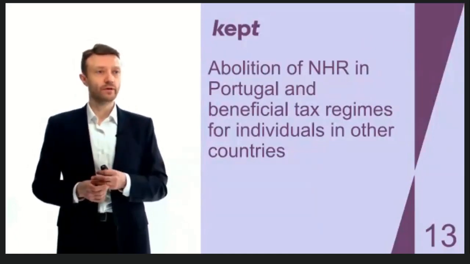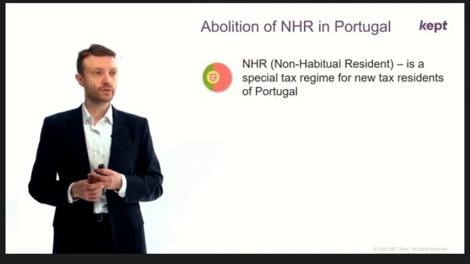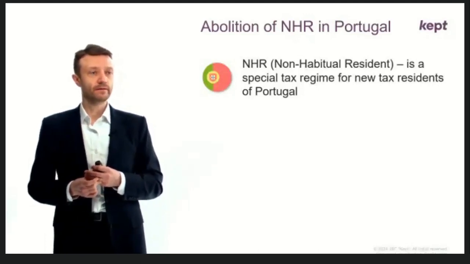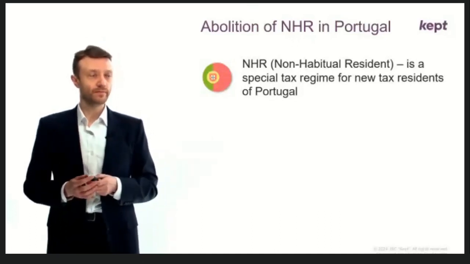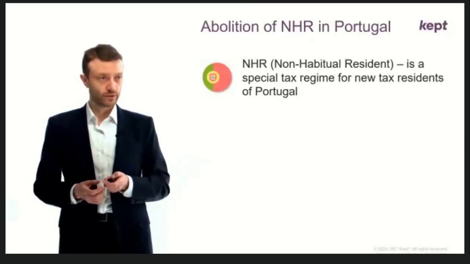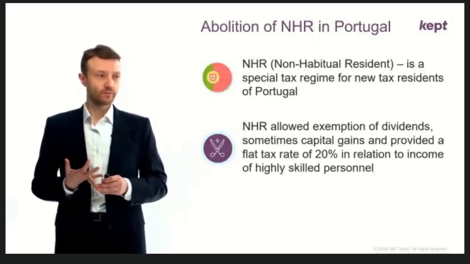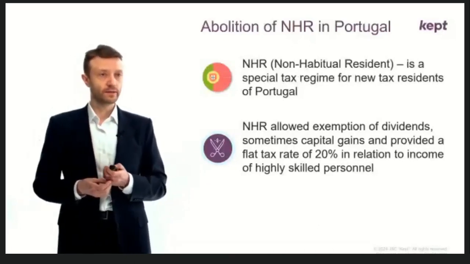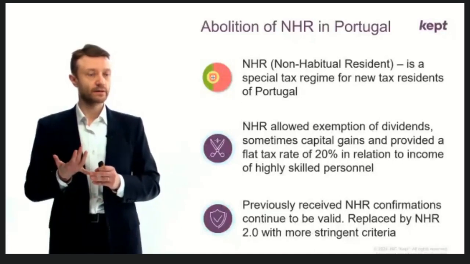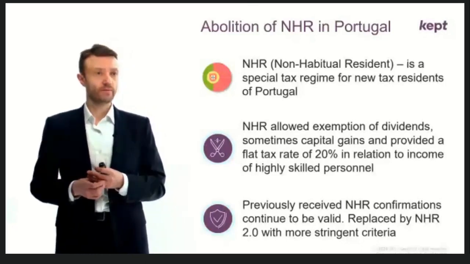Okay, to continue and finish the discussion around the European Union, let's talk about the abolition or phasing out of the so-called non-habitual resident regime in Portugal, which we worked with on a few projects. We see that this regime was popular among businessmen who owned various assets and received various income, and moved to Portugal. It provided certain tax benefits, including exemption for dividends, sometimes exemption for capital gains, and a flat tax rate for income of so-called highly skilled personnel from highly skilled activities. Last year, this NHR regime stopped applying, but it was replaced by a new version, NHR 2.0, with more stringent conditions.